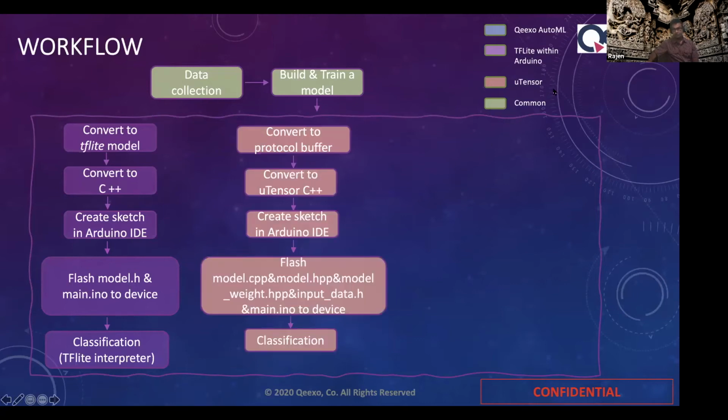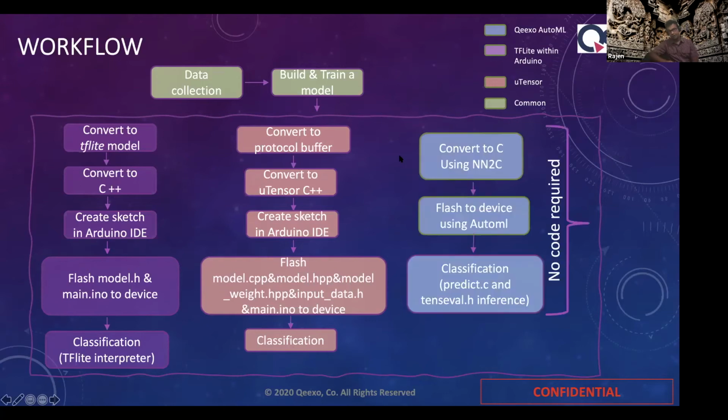When we try to use MuTensor, we need to convert it to the protocol buffer and then convert it to the MuTensor C++ code. And then again, we create an Arduino sketch, and then we do the flashing. And then once it is flashed, it performs the classification. Now, these two workflows still need a significant amount of coding in order to achieve this.